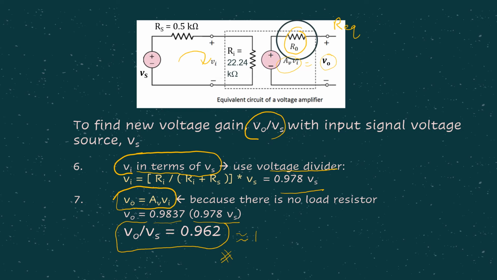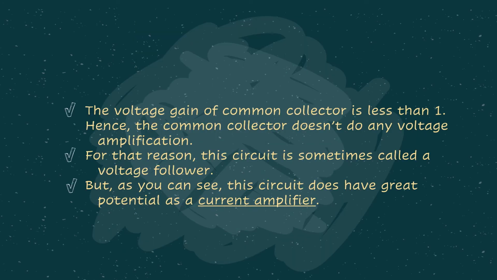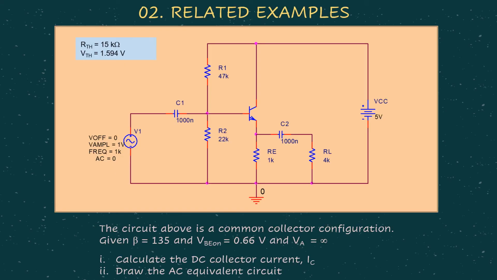But the common collector is actually a good current amplifier. As I mentioned just now, for common collector, the voltage gain normally is just close to 1, so it is not a good voltage amplifier. That's why it's just called a voltage follower, meaning whatever input voltage you have is about the same output voltage that you are going to get. But this circuit has very great potential as a current amplifier. So from here, we want to see what the current gain should be. Okay, so let's have a look at related examples under subtopic number 2.